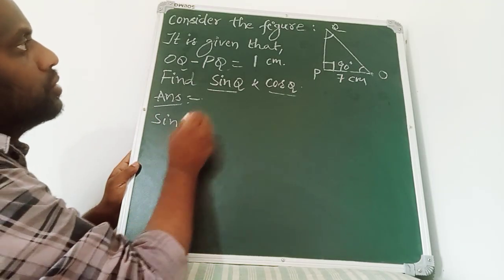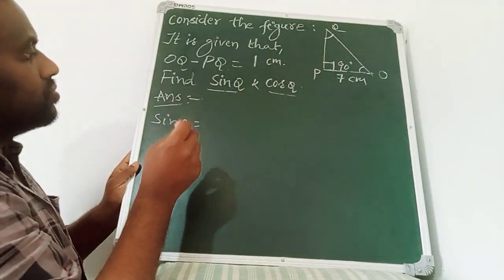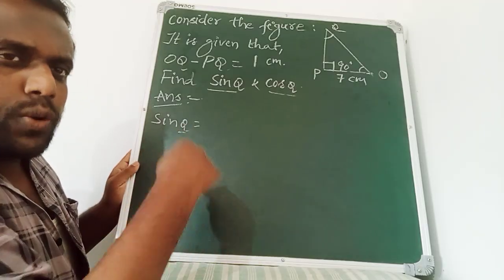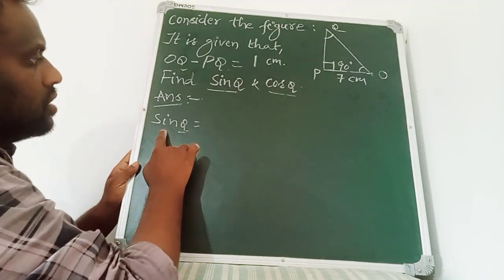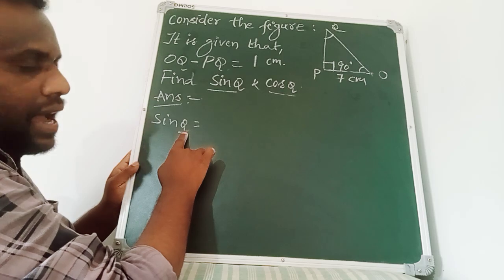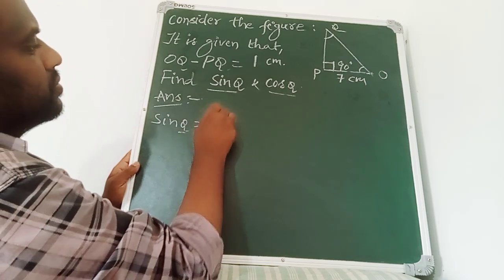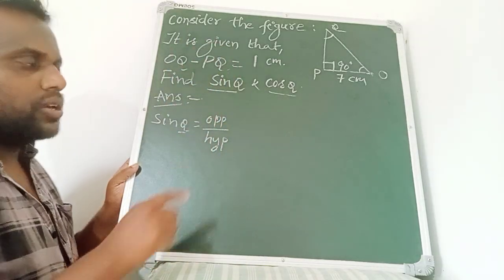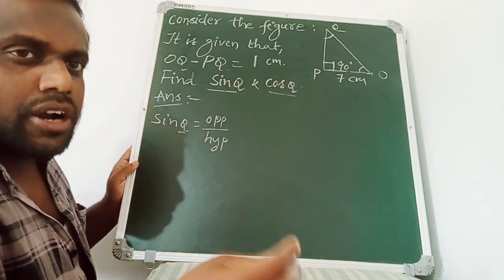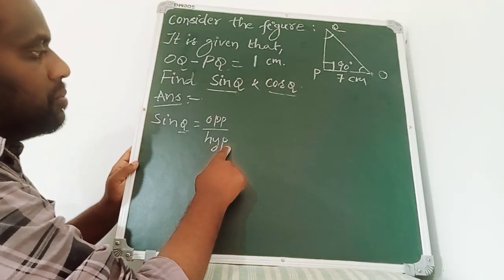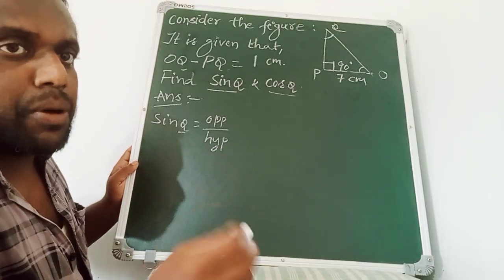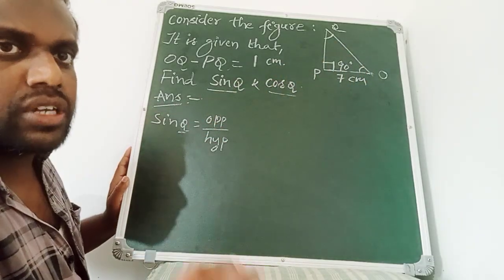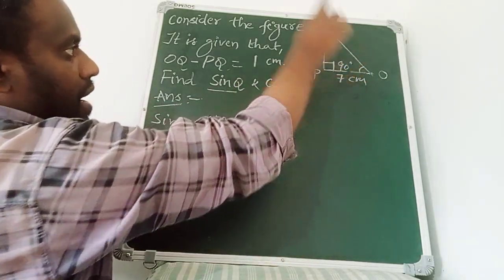Now consider angle Q they have given. Whether this is angle Q or theta or whatever, write the formula first. Sine of angle is equal to opposite side by hypotenuse. Okay. OPP is the short form of opposite side, HYP is the short form of hypotenuse. Now first we will mark the opposite side, hypotenuse and adjacent in this triangle.